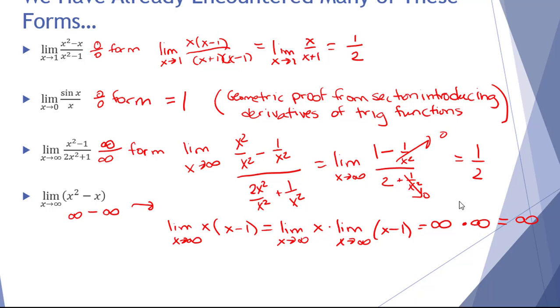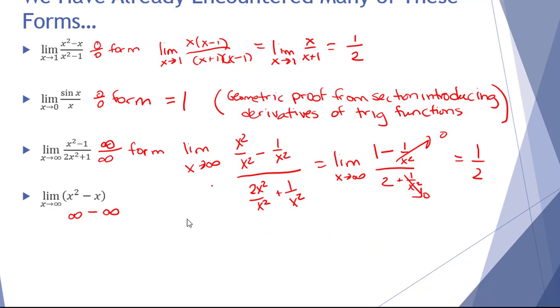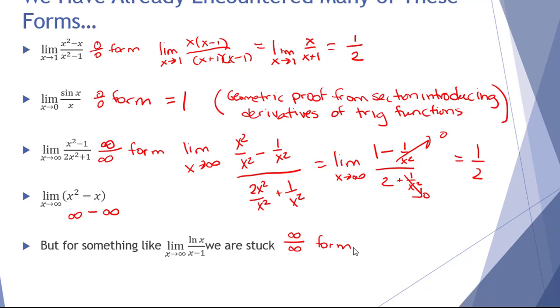So this is what I mean. We've actually run into all of these limits in previous sections. So the idea of indeterminate forms is not necessarily new. Where we start running into issues is for something like the limit as x approaches infinity of the natural log of x divided by x minus 1. If you take a look at some of the techniques we had in our toolbox to change these out of indeterminate forms, and this is an indeterminate form because as x approaches infinity, the natural log of x also approaches infinity, and x minus 1 approaches infinity. Okay, so it's an infinity divided by infinity form.